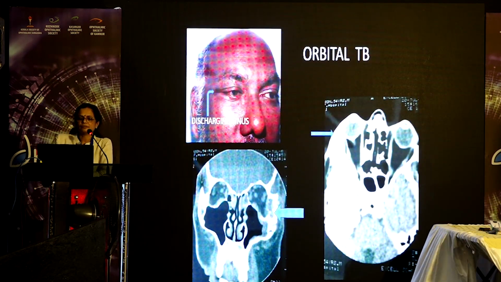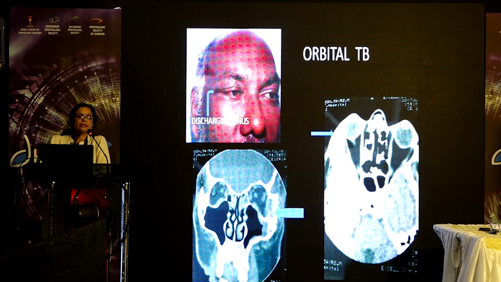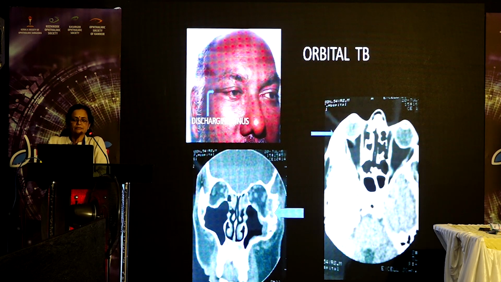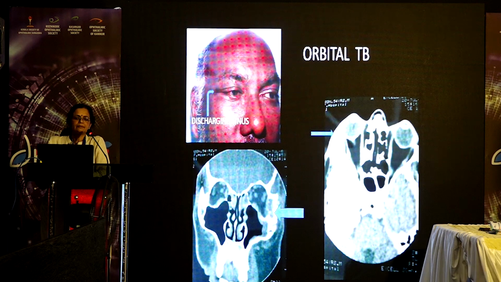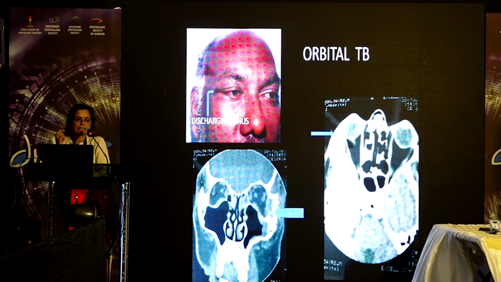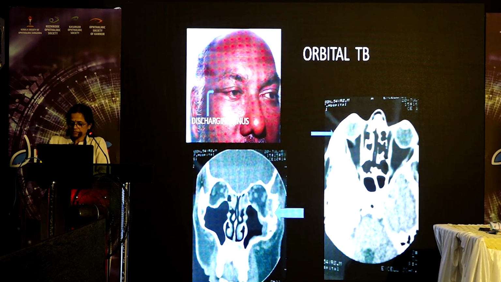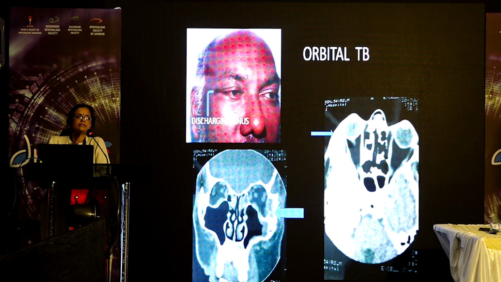So this was a case of a very bone eroding mass. This was many years back. The CT is not that clear. Bone eroding mass with a soft tissue component. The zygoma bone is almost totally destroyed, and there was a discharging sinus at his lateral canthus. This was biopsied, and it turned out to be orbital tuberculosis, and it completely resolved with anti-TB drugs.